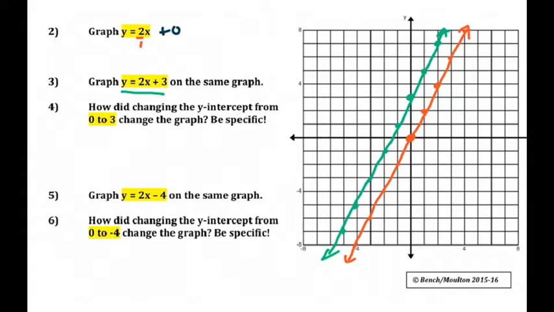So question on number 4. How did changing the y-intercept, so we went from 0 to 3, how did that change the picture? So if I was describing how did the red line turn into the green line, what happened to it?